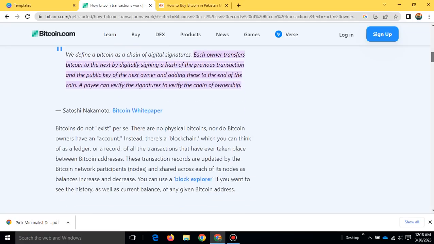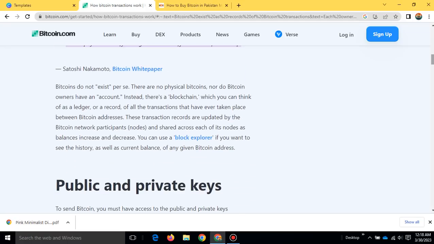Bitcoin do not exist per se. There are no physical bitcoins, nor do Bitcoin owners have an account. Instead, there is a blockchain which you can think of as a ledger or a record of all the transactions that have ever taken place between Bitcoin addresses. These transaction records are uploaded by the Bitcoin network participants, nodes, and shared across each of its nodes as balances increase and decrease. You can use a block explorer if you want to see the history as well as current balance of any given Bitcoin address.